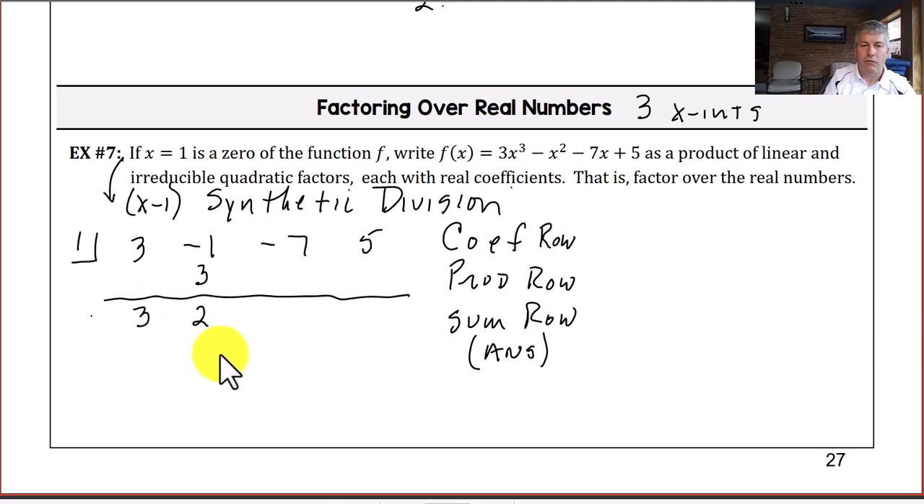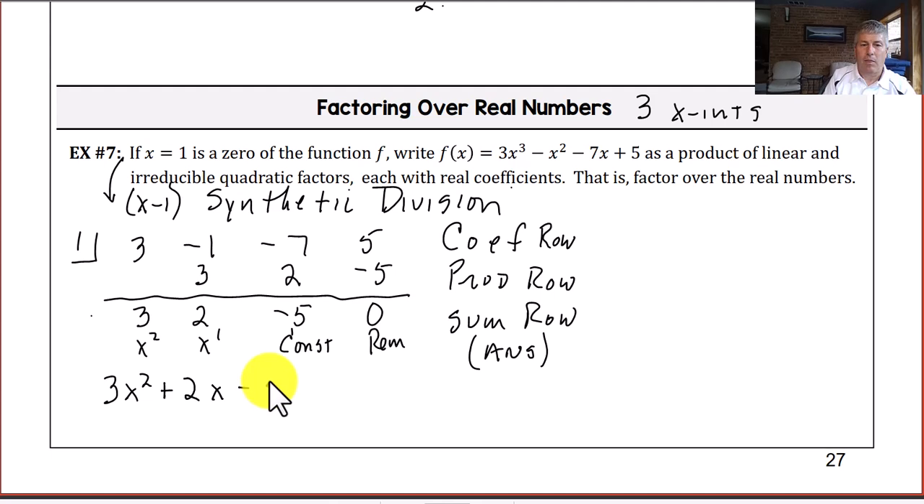-1 plus 3 is 2. And we repeat the process. 1 times 2 is 2. Put that in our product row. Add down. 1 times -5 is -5. Put that in our product row and add down to our sum row. And now we actually have our answers. So 0 is the remainder. -5 is our constant. 2 is our x to the first, and 3 is our x to the second. So we've divided, and we've got 3x squared plus 2x minus 5.